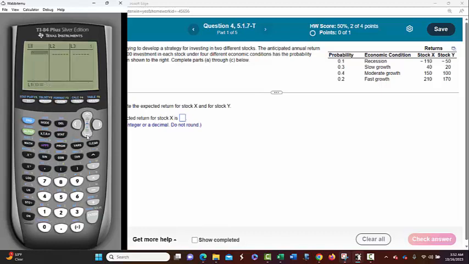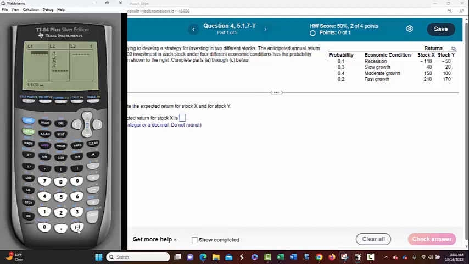So in L2, I have to put the probabilities over here in L2. You can't put them in the first column, sort of like my spreadsheet, you can't put them in the first column there either. The good news is that column holds the same probabilities for both stock X and stock Y.